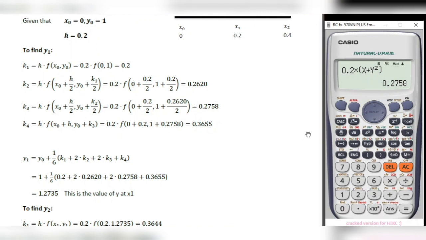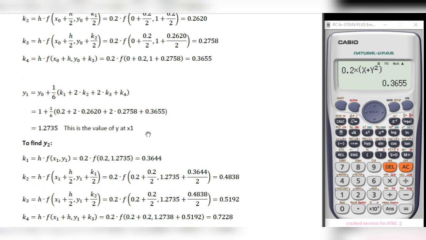Next, to find out k4 plus calc, x is x naught plus h, that is 0 plus 0.2. y is y naught plus k3, y naught is 1, k3 is 0.2758, 1 plus 0.2758. I get k4 as 0.3655. Once you get the values of k1, k2, k3 and k4, you can substitute these values in this formula and you can find out y1.